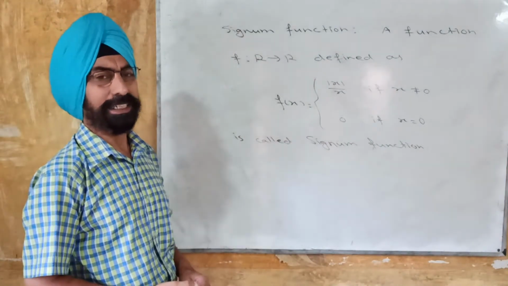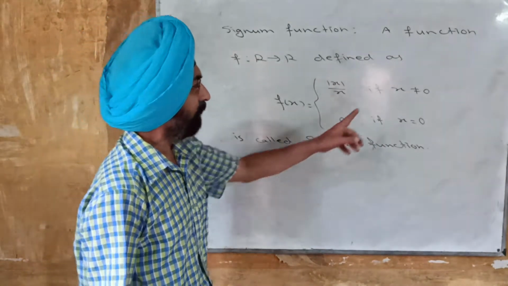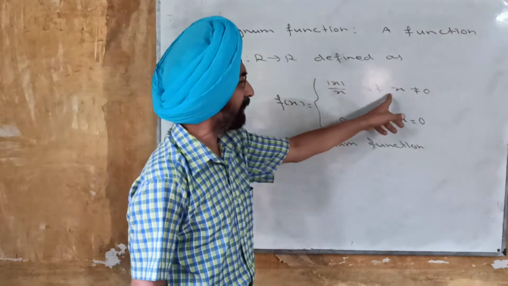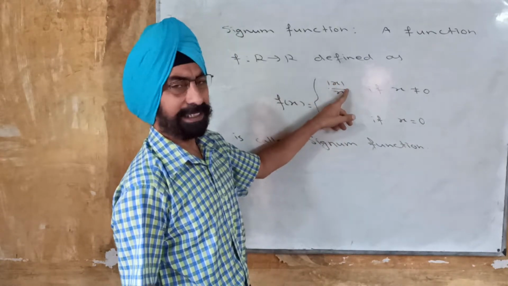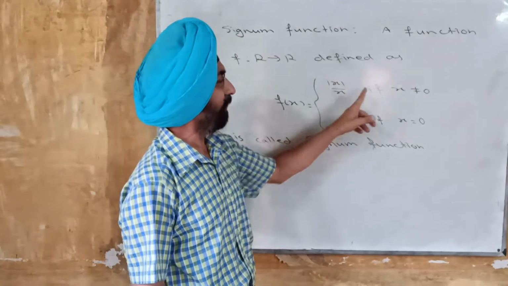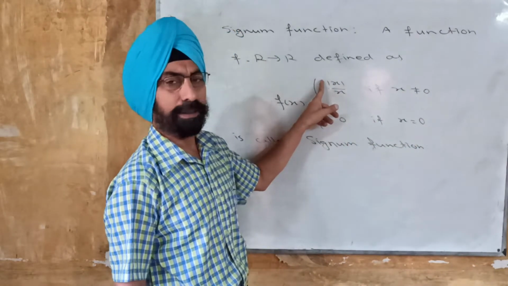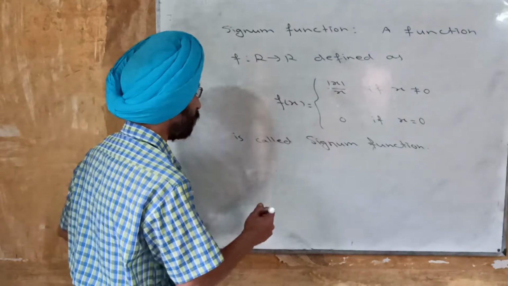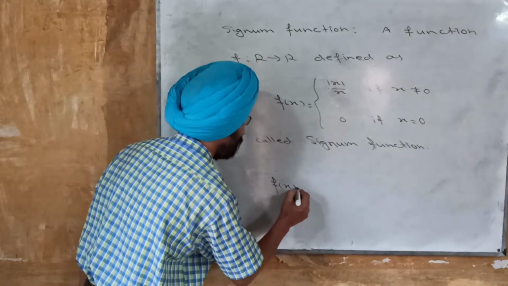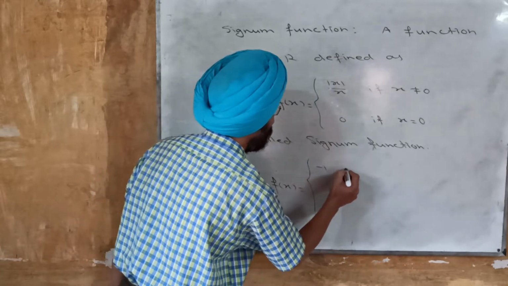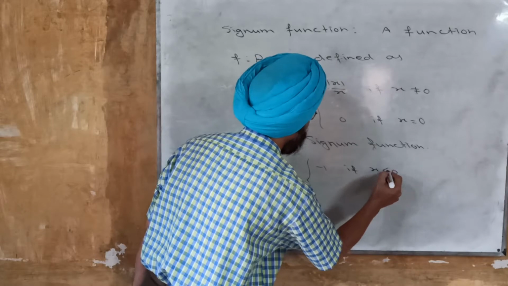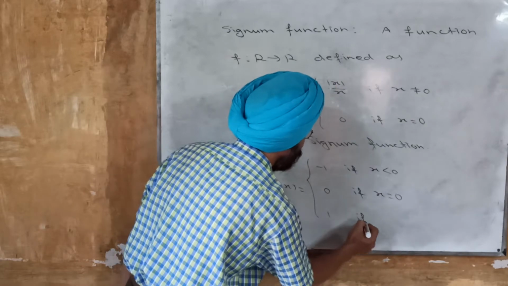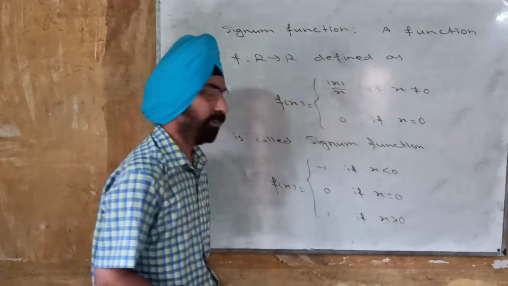One thing to be noted here is that if x is not 0, that means x can be positive, x can be negative. If x is positive, mod x is x, so x upon x is 1. And when x is negative, mod x will become minus x, so minus x upon x will become minus 1. So this function can also be defined as f(x) is equal to minus 1 if x is negative, 0 if x is 0, and 1 if x is greater than 0.